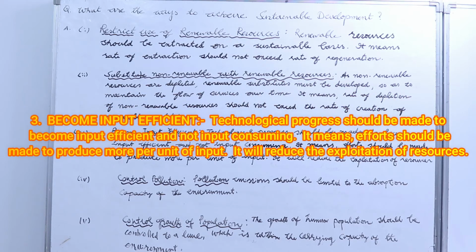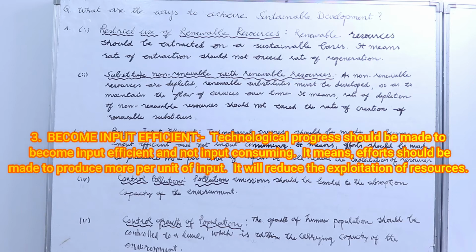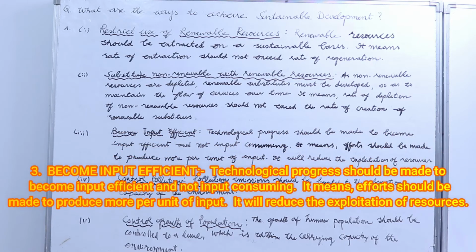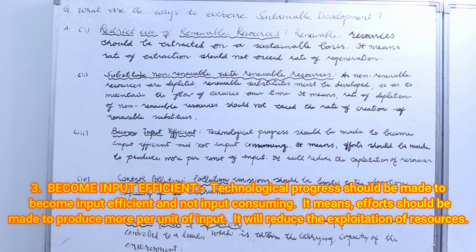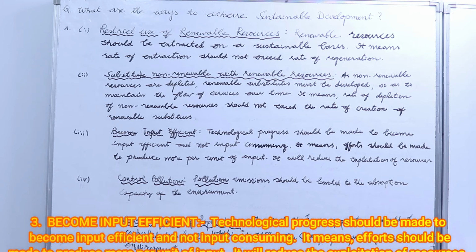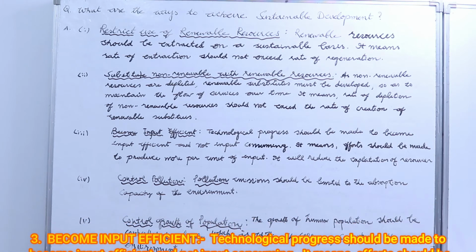It means effort should be made to produce more per unit of input. It will reduce the exploitation of resources. So with the help of new technology, we should produce more with the given resources. That is becoming input efficient.